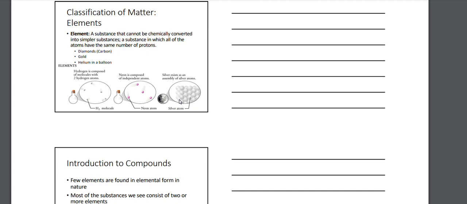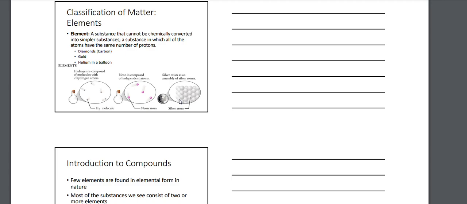So let's talk about elements, and some of the stuff on this slide, or even on the couple of slides to come, might look like a quick review from our last lecture, but that's okay. Let's get a quick refresher. So an element is a substance that cannot be chemically converted into a simpler form of substance, right?